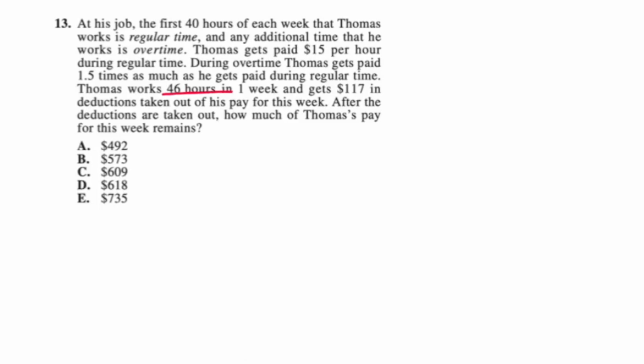So Thomas worked 46 hours, and we know for the first 40 hours he works, that's regular time, he gets paid $15 per hour. So we're going to do 40 hours times $15 per hour. But then he also worked 6 more hours, and that counts as overtime. So we're going to do plus 6 more hours times. Now, it would normally be $15 per hour, but we have to multiply that by 1.5 since it's overtime. And we can actually just do that all together there.